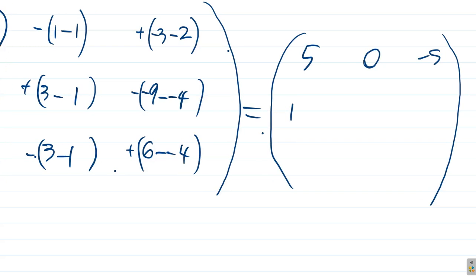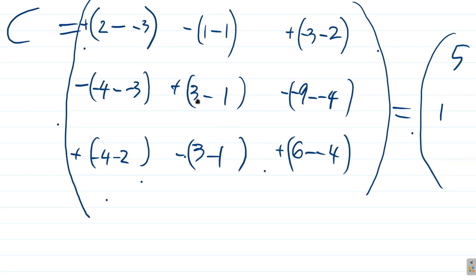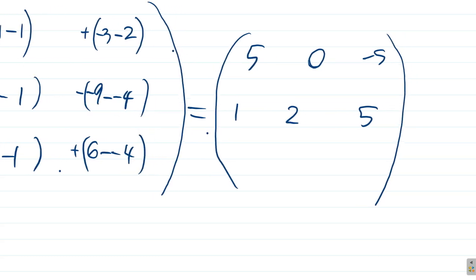Now this is 3 minus 1. That's 2. Negative 9 minus negative 4. That's negative 9 plus 4, which is negative 5. But we have a negative outside here, so negative 5 becomes a positive 5 here. And we have negative 4 minus 2. That's going to be negative 6 here.